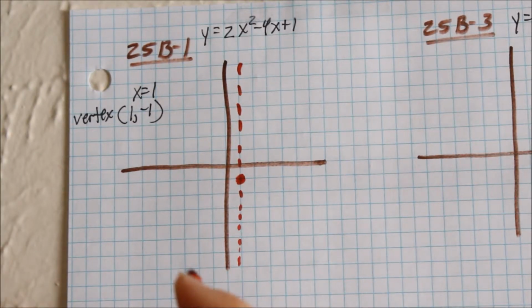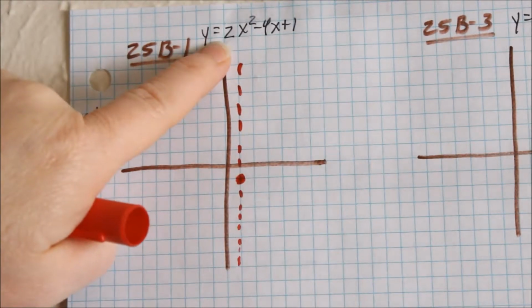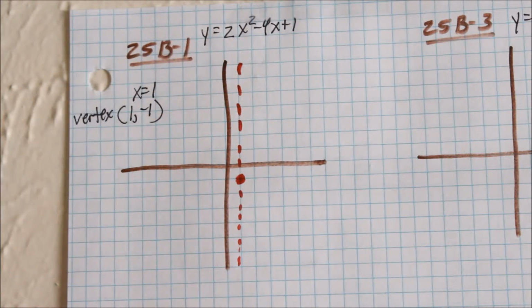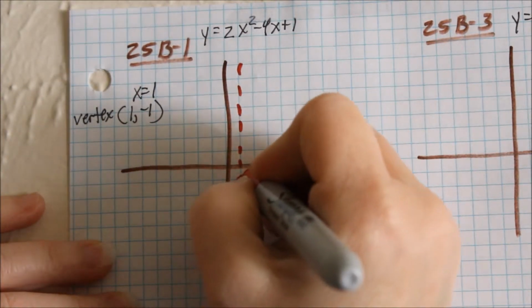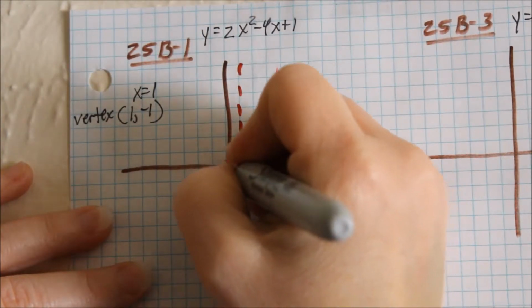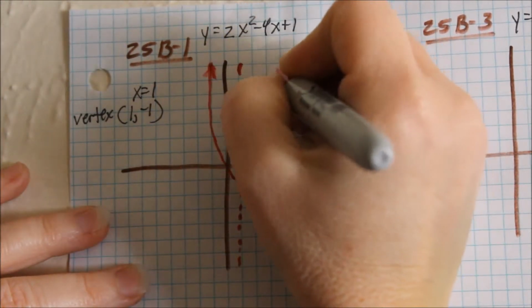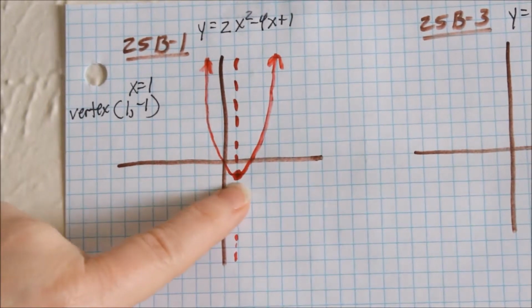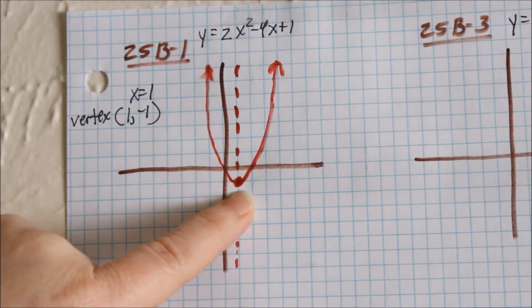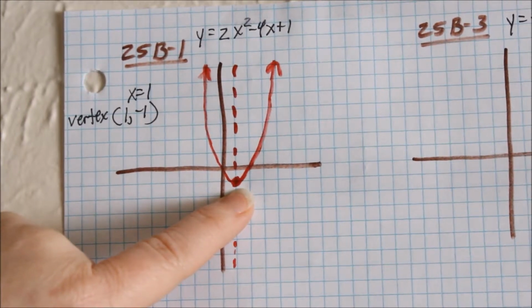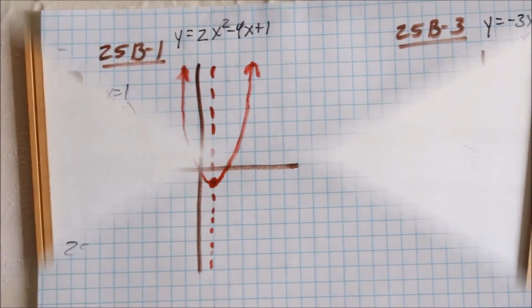From this point, I'm okay if you just do a rough sketch. This is a coefficient of 2, which tells you it's going to be a narrower parabola. I'm okay if you just do a rough sketch to show that it's going to be facing up from that vertex. When it's a facing up parabola, that vertex is a minimum point, and they call it a minima point.